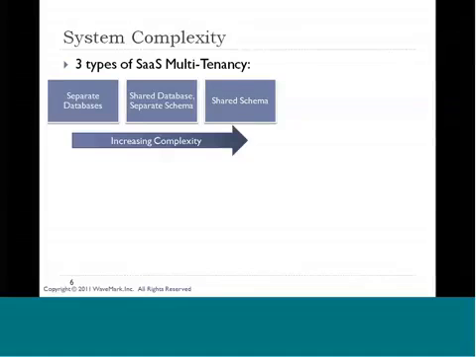The second type of multi-tenancy is a shared database, but separate schema. So you have a single database for all the tenants, but each tenant has their own schema or data structure, if you will. And finally, the third one, which is the more complex one, is a shared database, but also shared schema. This is where all the data is sitting in the same database, in the same schema, and the logic has to be put on that schema to divide the information between tenants.